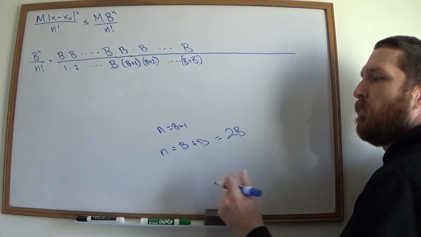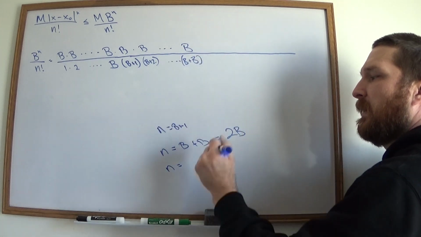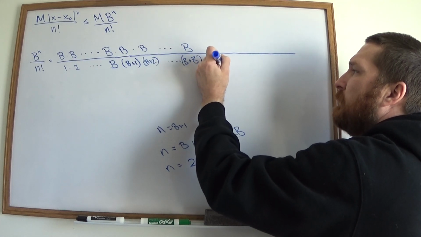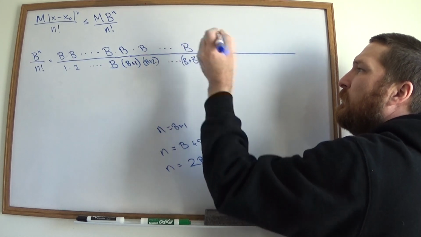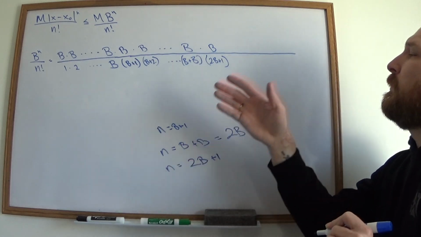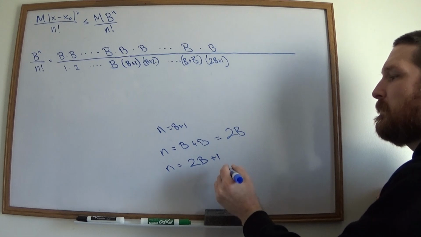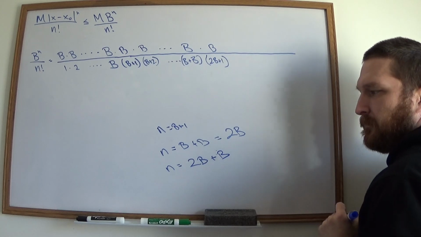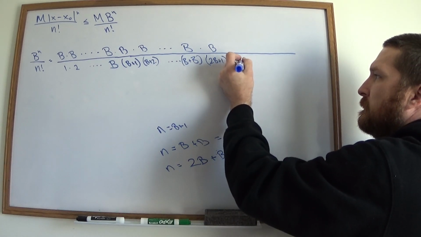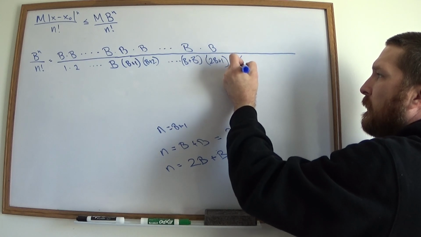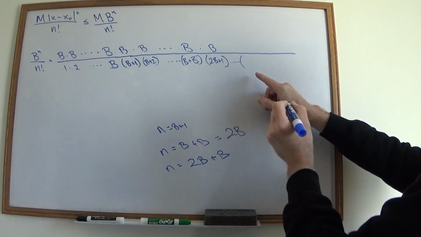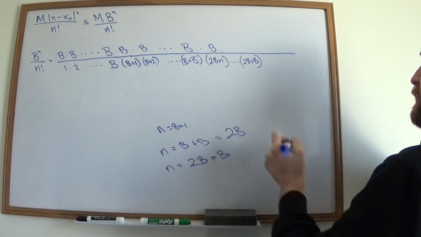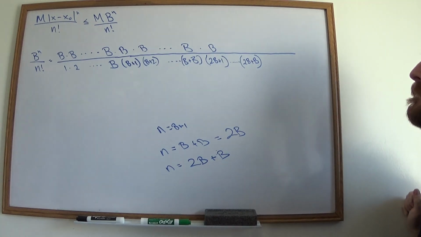Now what if it were one more? What if we took n to be even bigger? What if we did 2b plus 1? Well, then we'd have a 2b plus 1, and we'd have one more b in the numerator. Okay, and then we went 2b plus 2, 2b plus 3, 2b plus 4, and so on, until we got all the way up to 2b plus b, or in other words, 3b, right?